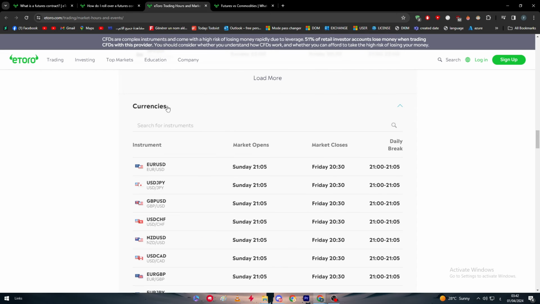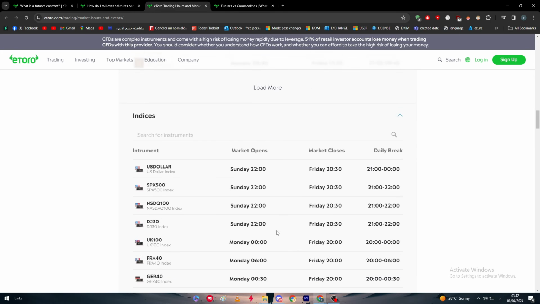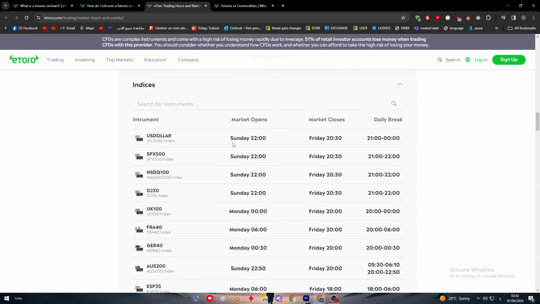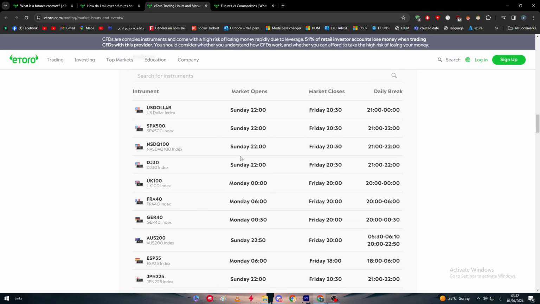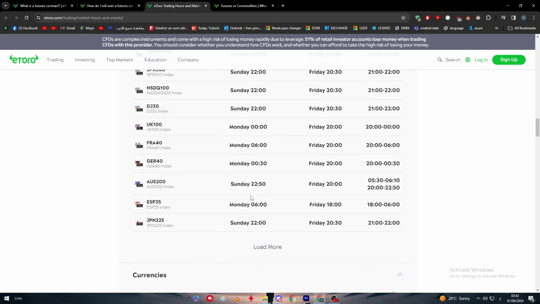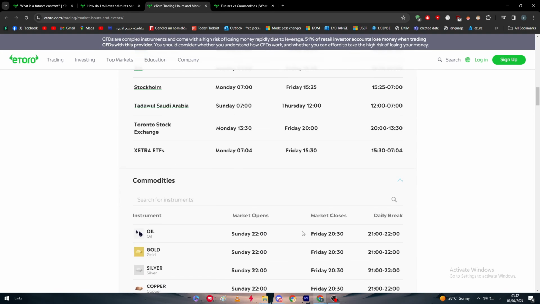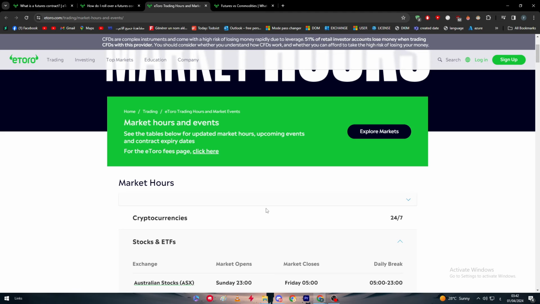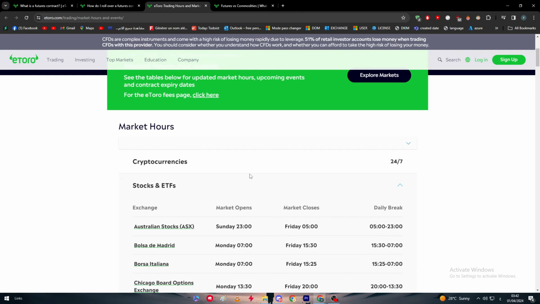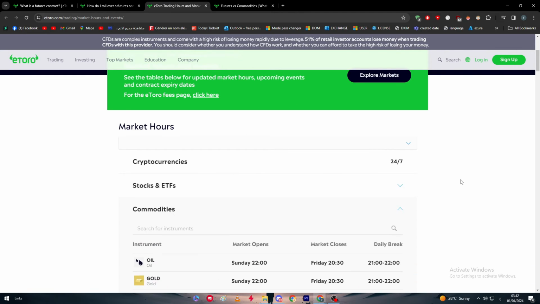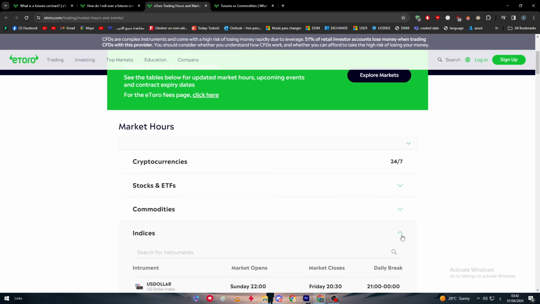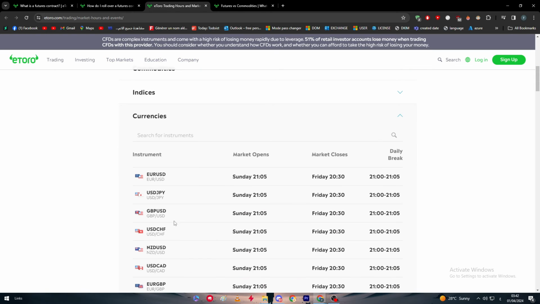Most of the currencies start on Sunday at 9 and close on Friday at 8:30. For the other things, it is also Sunday at 10 p.m., and some of them open at 6 a.m. So they vary a lot, as you can see here. You have to check which market you are going to aim for, and here you will find all the dates and hours when you can trade. Besides the cryptocurrencies, everything has its own schedule, and cryptocurrencies you can trade whenever you want, 24/7, as long as you want.